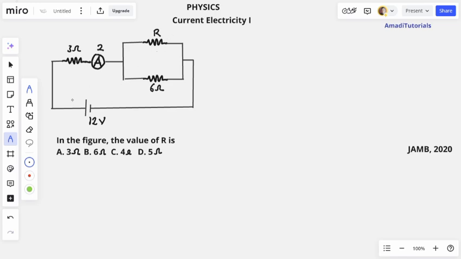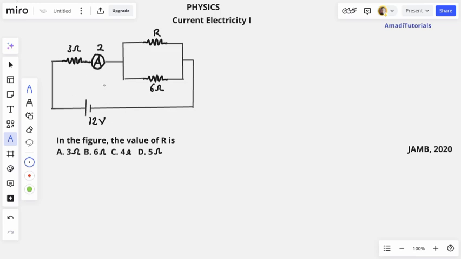The first is this. Here we have the voltage or the cell which builds up the voltage, and here it is rated 12 volts. Here is the first resistor, 3 ohms. Here is the ammeter. Ammeter is a device that reads current, and here is 2, meaning 2 amps. Here is the second resistor unknown, third resistor 6 ohms.